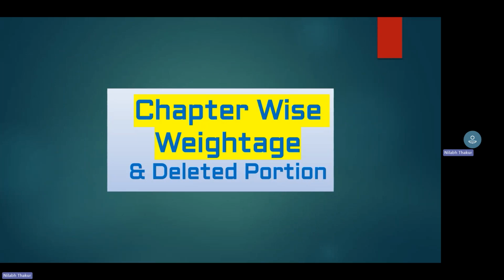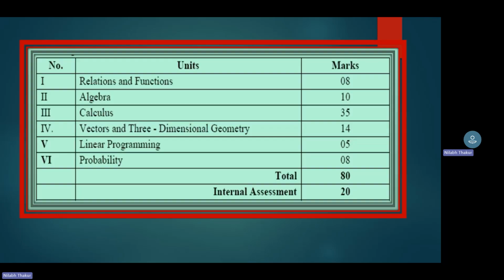I am just focusing because we are late enough. Chapter wise weightage I am sharing with you, so please note it down whenever you find it necessary. This is the marking scheme. Relation and function, the first and second chapters, is of 8 marks. Algebra, the third and fourth chapters, consist of 10 marks. Calculus, chapters 5, 6, 7 and 8, consists of 35 marks. Vectors in 3 dimensions, chapters 9 and 10, are of 14 marks. Linear programming is of 5 marks, and probability is of 5 marks.